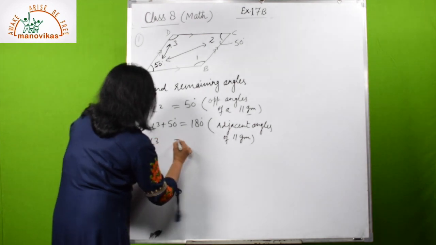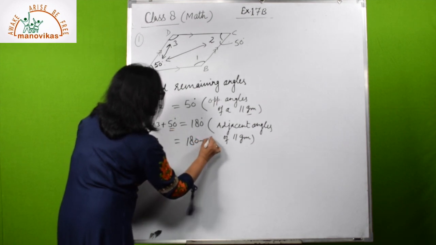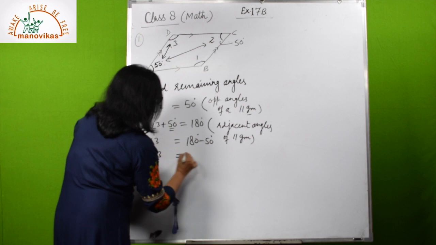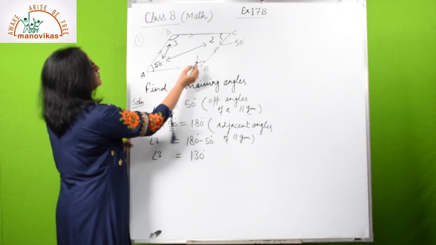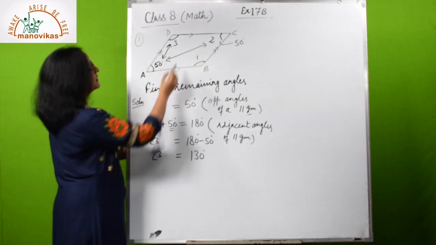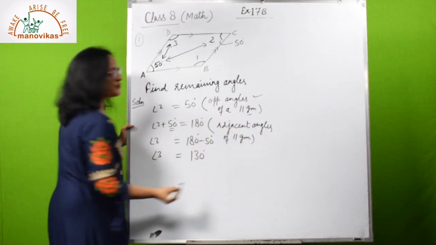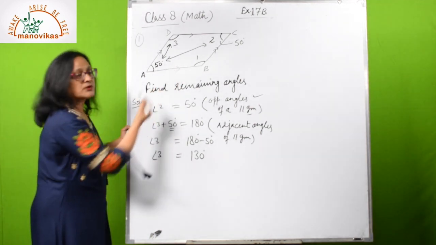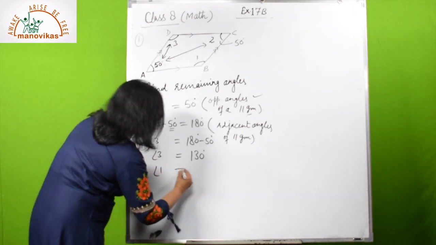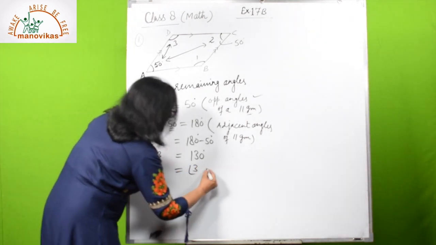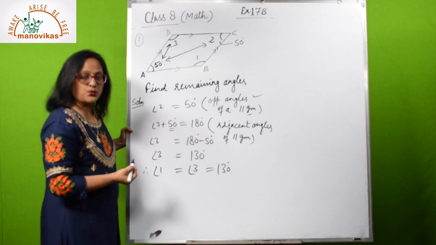So angle 3 is equal to 180 minus 50, so this way angle 3 is equal to 130 degree. Now what is the value of angle 1? Because angle 3 and angle 1 are opposite angles, and in the beginning we have taken that opposite angles are equal, angle 1 will be equal to 130 degree. So you will write, therefore angle 1 is equal to angle 3, and angle 3 is equal to 130, so angle 1 is also equal to 130 degree.